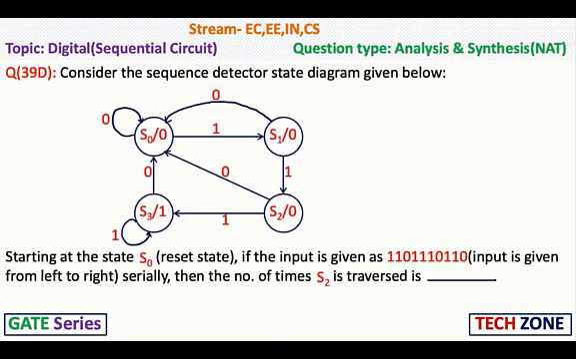Next, consider the sequence detector state diagram given below. So this is the state diagram given here, starting at the state S0, that is the reset state. If the input is given as 1 1 0 1 1 0 1 1 0 (input is given from left to right) serially, then the number of times S2 is traversed is, fill in the blanks.